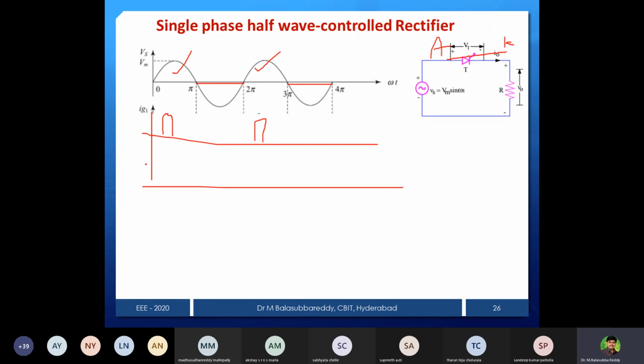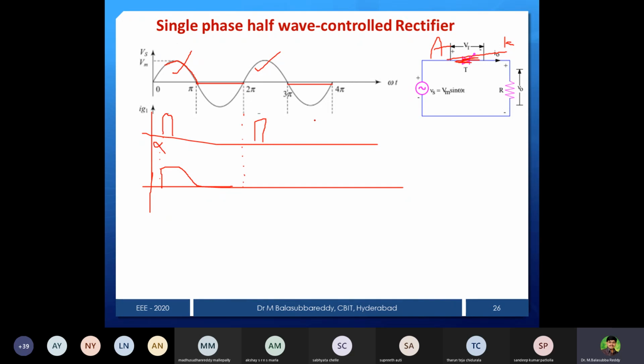And now we can see the output voltage waveform. Maybe from 0 onwards it is forward biased, but conduction means the switch will be closed only at an angle of alpha. That's why from this point onwards the device is going to conduct. If the device conducts, what is the output? Same as the source. So from this point onwards the output is the same as the source. That's all. And negative half cycle is 0. And again from 2 pi to 2 pi plus alpha, this I call alpha. Just rough only, nothing to worry about.